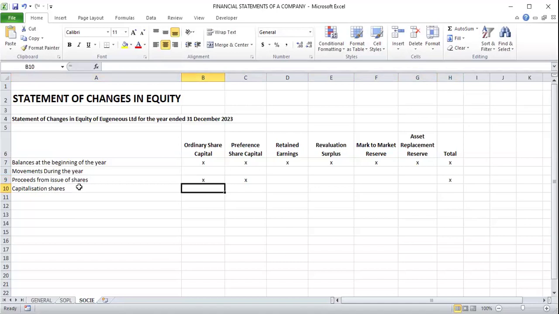Right. They will add to the ordinary share capital and then we'll subtract from the retained earnings. Capitalization shares or bonus shares are issued from our retained earnings. As a result, they are added on ordinary shares and subtracted in retained earnings. As a result, there will be nothing on the total because a plus and a minus will give us a zero there. Right. Then we can have total comprehensive income.